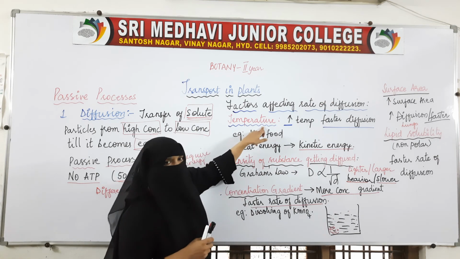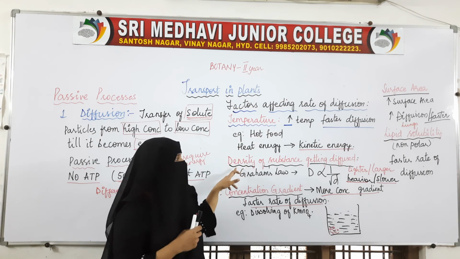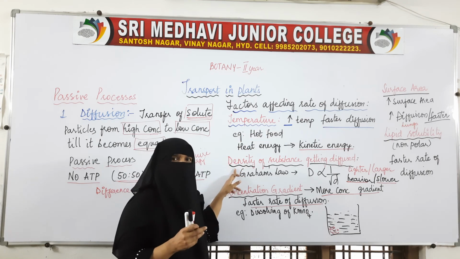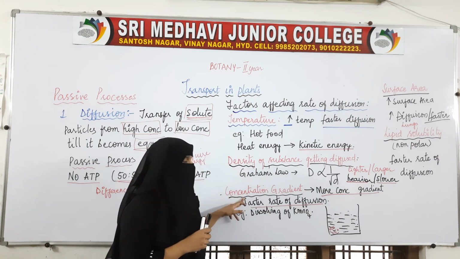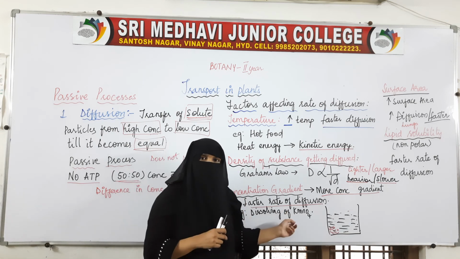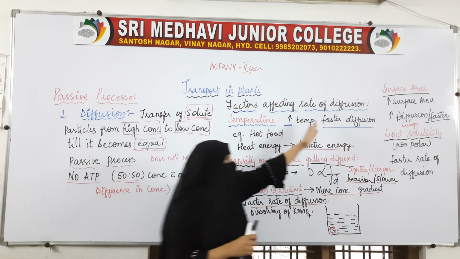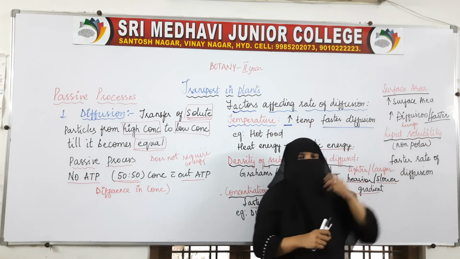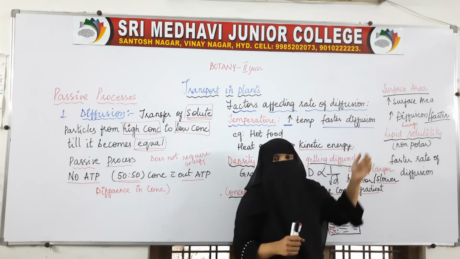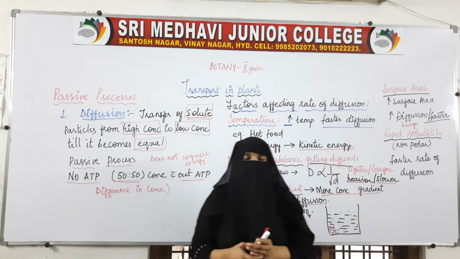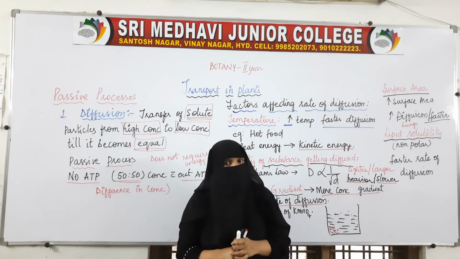The first is temperature. The more the temperature, the faster will be the rate of diffusion. Next is density. If the density is more, then the rate of diffusion will be less. Then concentration gradient. If the concentration gradient is more, then the rate of diffusion will also be more. If the surface area is more, then the rate of diffusion will also be faster and more. And if the solute particles are lipid soluble, non-polar, then the rate of diffusion will be faster.